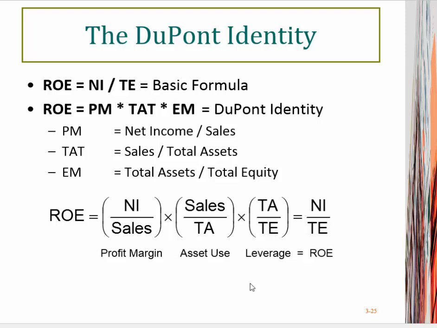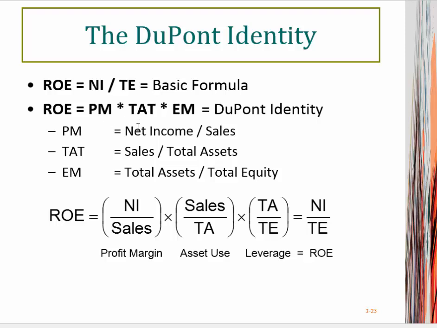The next thing we want to talk about as we start to conclude this chapter is something called the DuPont Identity. If you think about the return on equity formula, the return on shareholder investment, it's very simple: net income divided by total equity. The challenge with it is, how do you fix this number? If it's too low, how do I fix that? Well, the DuPont Identity expands this number.